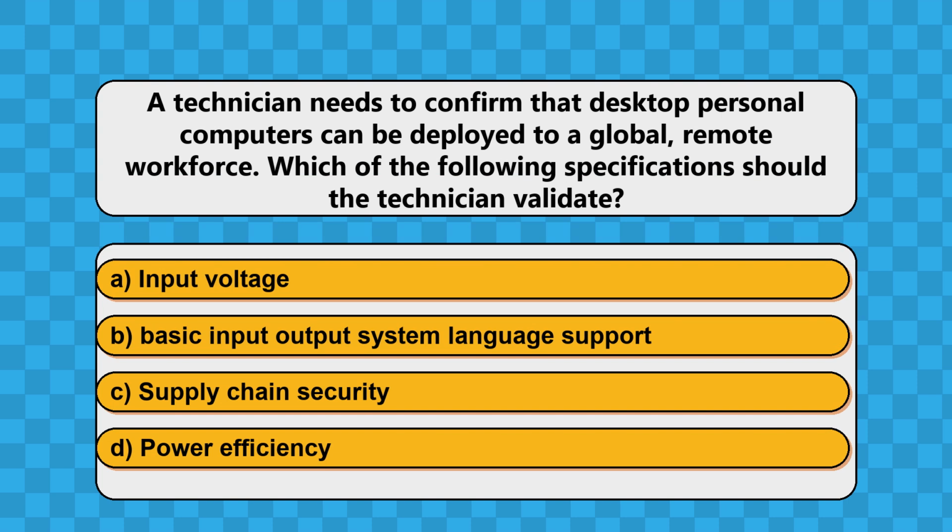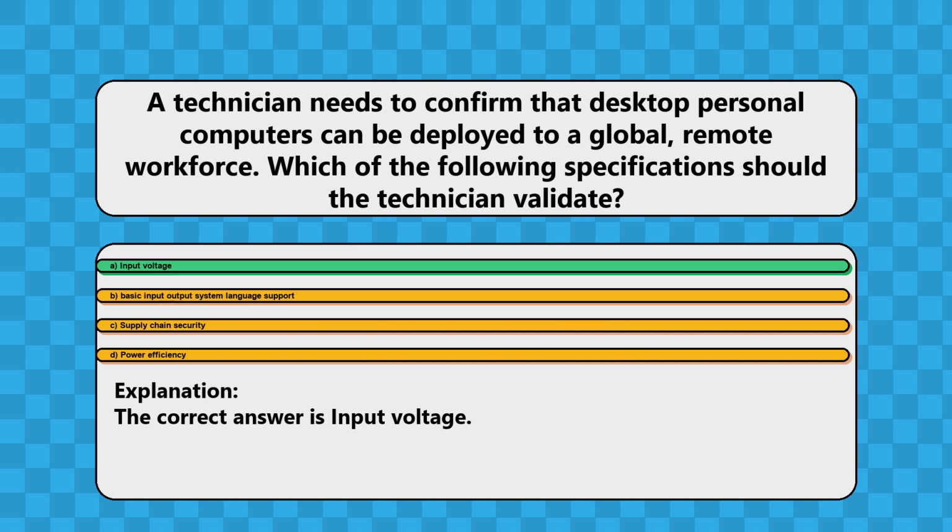Question 55. A technician needs to confirm that desktop personal computers can be deployed to a global, remote workforce. Which of the following specifications should the technician validate? Option A, input voltage. Option B, basic input-output system language support. Option C, supply chain security. Option D, power efficiency. The correct answer is option A, input voltage.